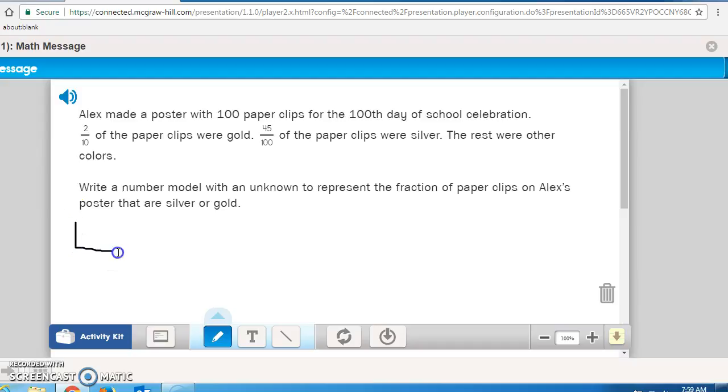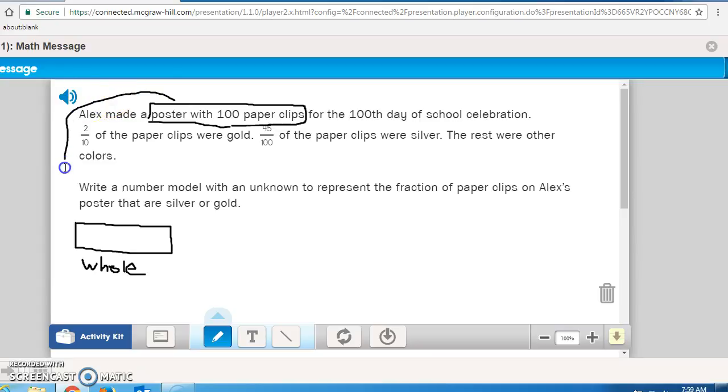So what would my whole be? The whole that it's talking about in this problem that I would be writing in my box. Hopefully you're realizing that the whole is the poster with 100 paper clips. So this should be written down here in my whole box. How would I write this as a number model? Well, it says I had 2/10 of the paper clips were gold and 45 hundredths of the paper clips were silver.